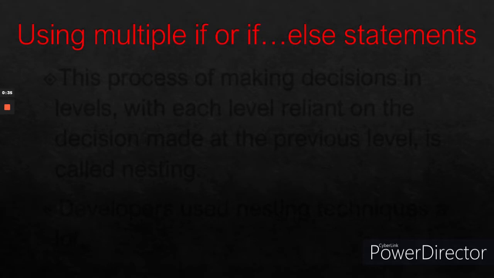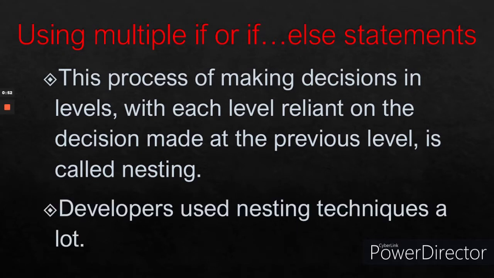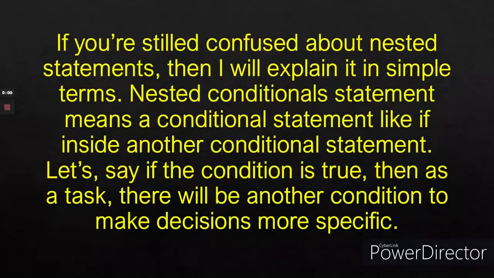If you had selected a kind of toast that doesn't work well with the jelly, you might not have had to make this decision at all. This process of making decisions in levels, with each level reliant on the decision made at the previous level, is called nesting. Developers use nesting techniques to create applications that can make complex decisions based on various inputs. Now, I will show you several kinds of nesting you can use within Python to make complex decisions.